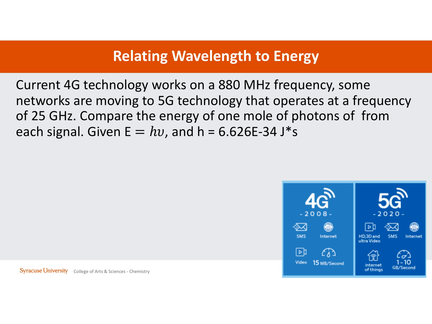All right, let's now compare the energy of those two networks. Let's compare the energy of 880 megahertz frequency versus the 25 gigahertz frequency. Compare the energy of 1 mole of photons from each signal, given that energy equals Planck's constant times frequency, and Planck's constant is 6.626 e to the negative 34 joules times seconds.